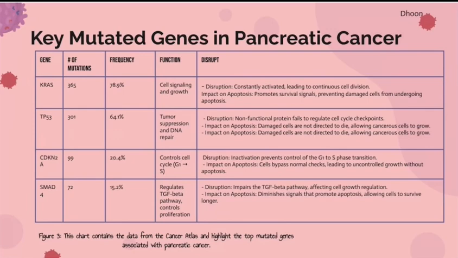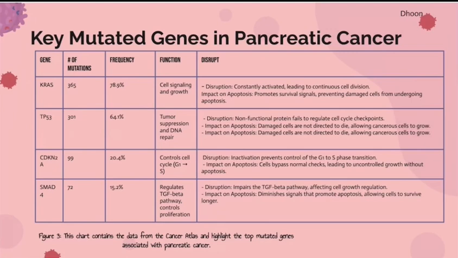KRAS plays a vital role in cell signaling and growth. When disrupted, it becomes constantly activated, leading to continuous cell division. This mutation significantly impacts apoptosis by promoting survival signals, preventing damaged cells from undergoing programmed cell death.